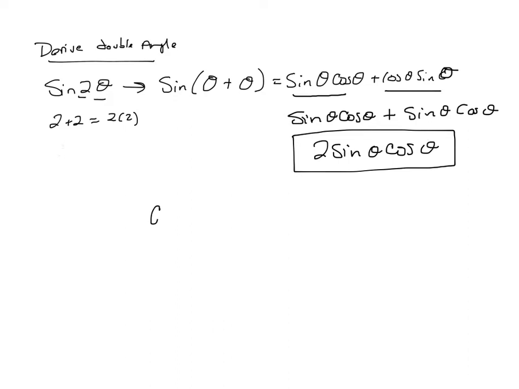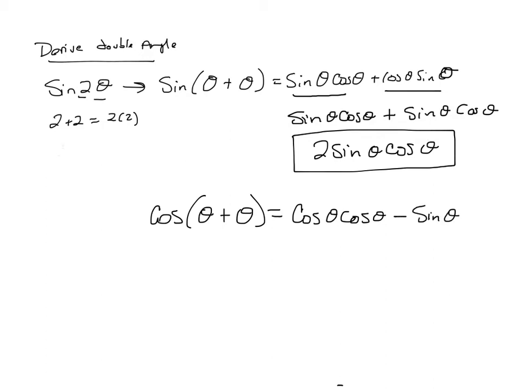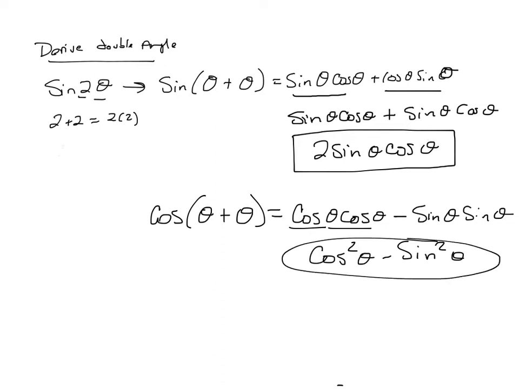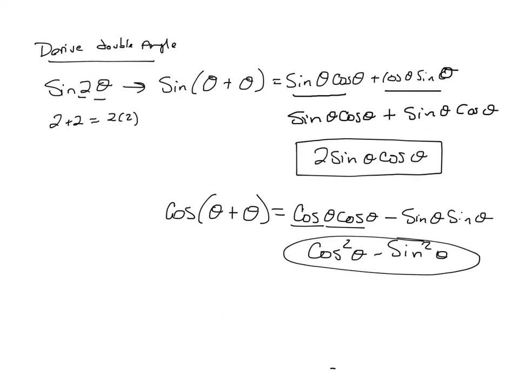So now for cosine, we can apply the same idea, and we have cosine of theta plus theta, right? I'm going to write it in our sum and difference formula. So remember, this one's cosine, so it's cosine of theta cosine of theta minus now the sine of the two angles. And that gives me cosine squared theta minus sine squared theta, right? Anything times itself is a square. And here is the other primary double angle formula that we found.